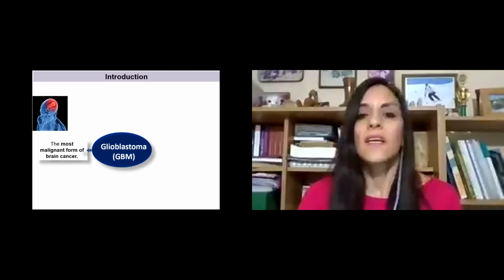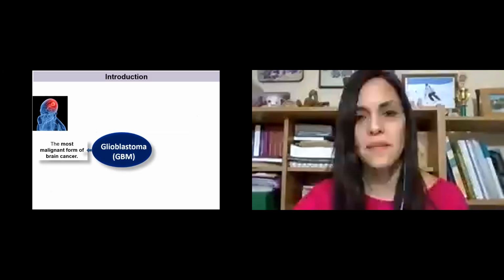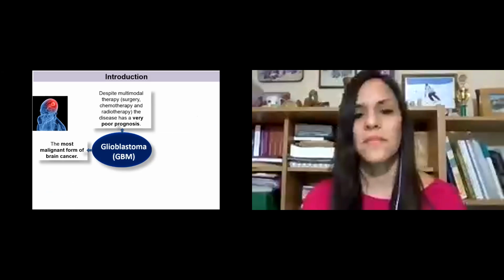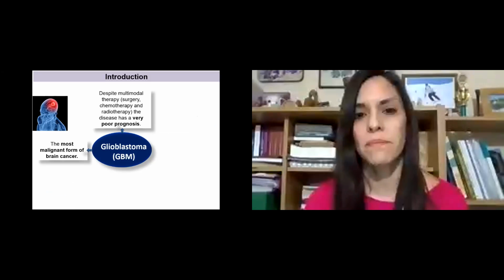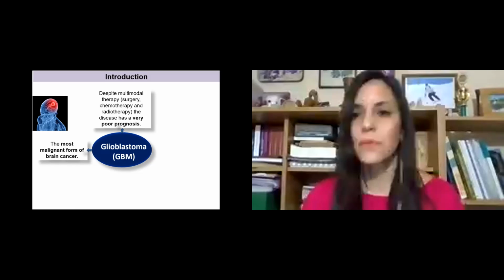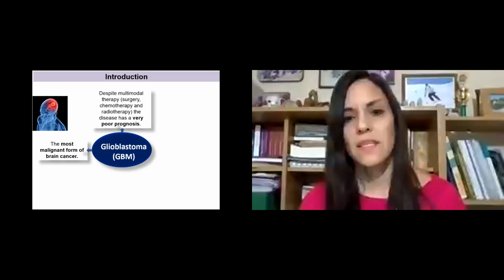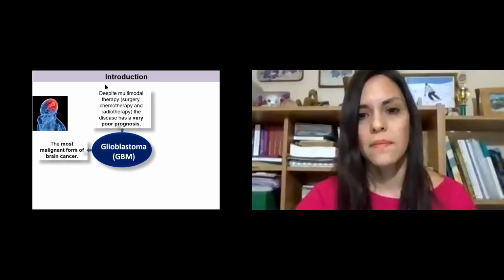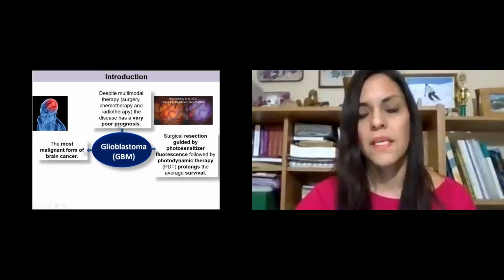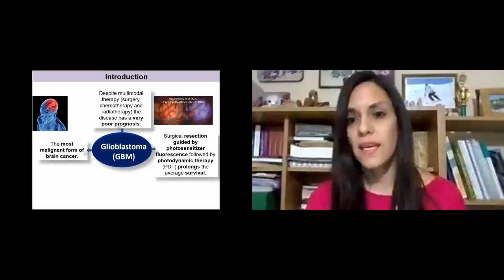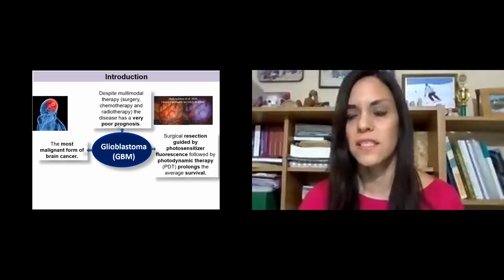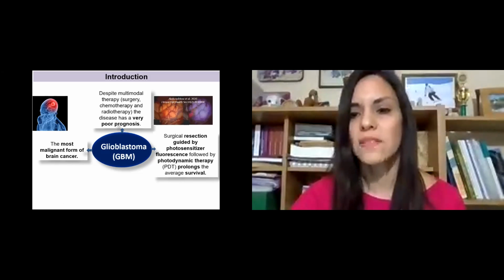Glioblastoma is the most malignant type of brain cancer. Although several treatment options are available, including surgery, chemo, and radiotherapy, the disease has a very poor prognosis. Patients have a life expectancy of around 14-15 months. It was observed that surgical resection guided by photosensitizer fluorescence, followed by photodynamic therapy or PDT, prolongs the average survival of the patients.